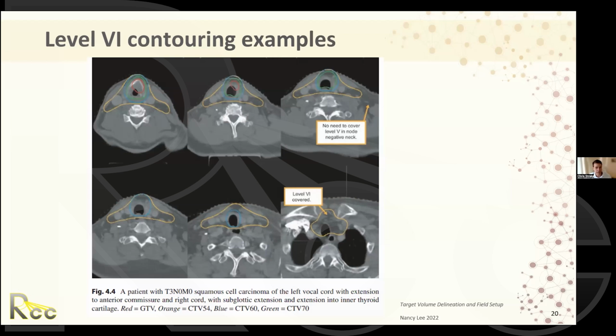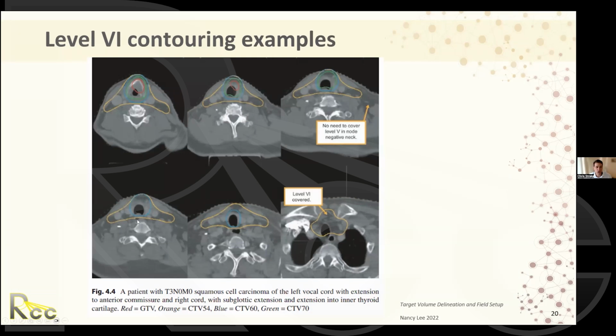This would be a patient with a T3 larynx cancer with subglottic extension. So again, that subglottic extension buys this patient level 6 coverage. Of course, the larynx cancer also buys them coverage of the entire larynx. And here, the subglottic extension is going down to the first tracheal ring. And so you can see here they're covering level 6, basically all these areas here.